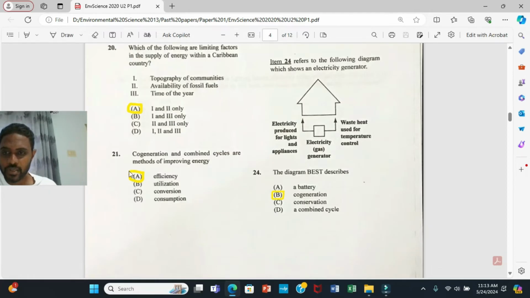So what happens is that cogeneration would use the heat for other purposes, like for warming the home. But combined cycle now would use that heat to boil more water. Thus, instead of the heat being wasted, it is used for another purpose. So of course, guys, it makes better use of the fossil fuel that is used. So the answer will be A, to basically be for efficiency.